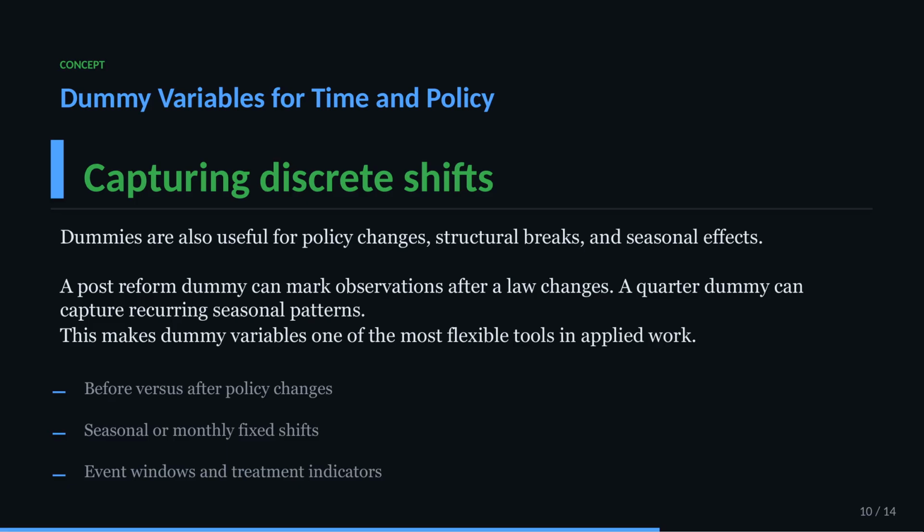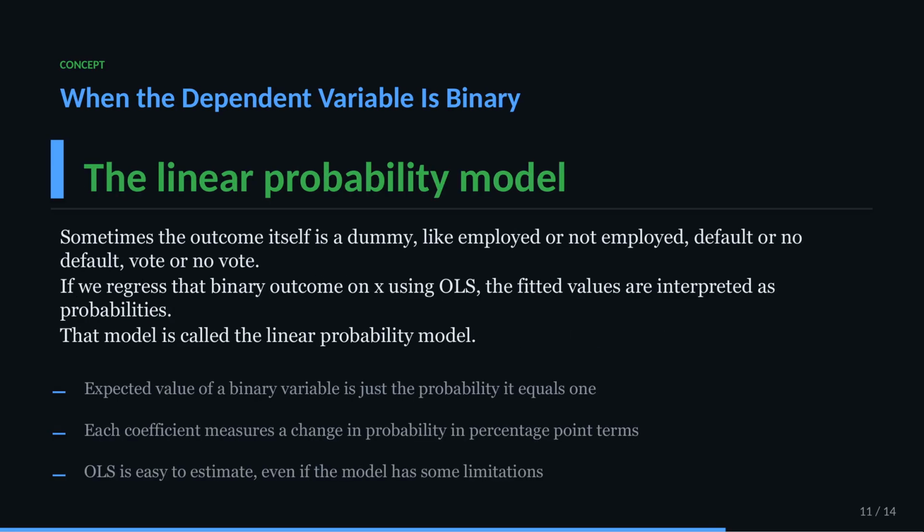Now take the next step and make the dependent variable binary too. Suppose the outcome is employed or not employed, default or not default, vote or not vote. If we regress that 0-1 outcome on X using OLS, the fitted values are interpreted as probabilities. This is the linear probability model. Since the expected value of a binary variable is just the probability it equals 1, each coefficient tells us how the probability changes when a regressor changes by 1 unit. That makes the interpretation very direct, especially in percentage point terms.